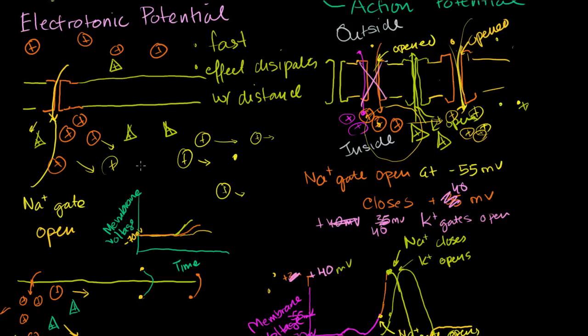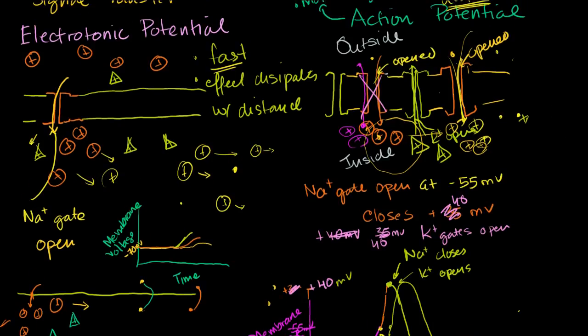Positive things flow in. Other positive things want to move away. That makes any point that's some distance away from that disruption a little bit more positive, so it'll affect its voltage almost immediately. So it's very fast, but the problem is it dissipates with distance. If we went really far from that, all the way down here, this guy would have almost no impact from what's happening at the opening of this sodium gate. So that's its negative.